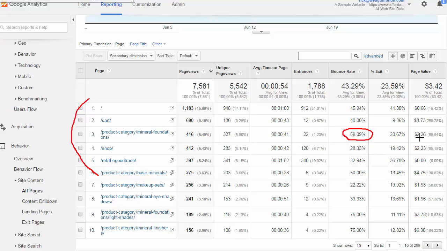And then just getting a general idea for the page value. So if you don't have an e-commerce site, you probably aren't going to have a page value unless you've assigned a monetary value to your goals. But what this does give us is a general idea of, for people passing through this page, how much money do they spend, so we can get an idea of what some of the more important site sections are.